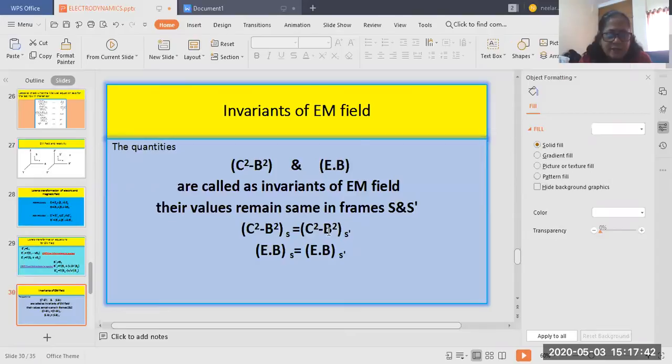So this is the accelerated frame, this is the non-accelerated frame, S and S dash. Okay. So if you calculate the value of this bracket, it comes out to be constant. We did in the last class. I have shown that. Okay. And similarly, another factor E dot B. The dot product of electric field and magnetic field, if you take in inertial and non-inertial frames, if you calculate here, prime should come. Sorry, I forgot to put the primes here. Okay. So if you do in both the frames, then what happens? The value comes out to be same.